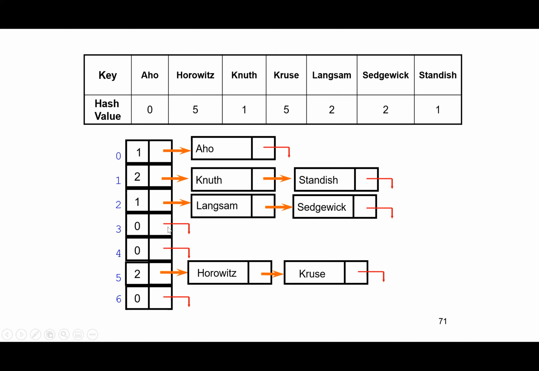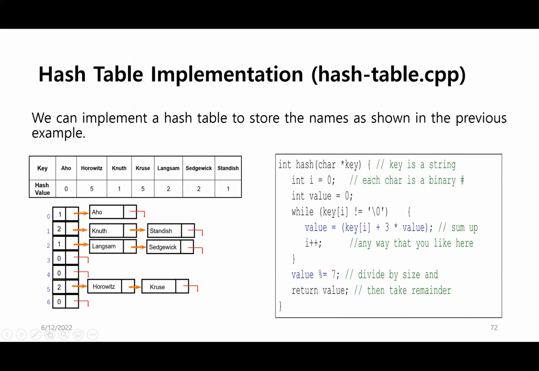Means that this linked list is empty, which basically means we don't have any name that is hashed to this index 3. Okay, so this is how a hash table with chaining looks like. We basically store a linked list in every index here instead of just storing the name inside. Now, let's look at the implementation of this hash table.